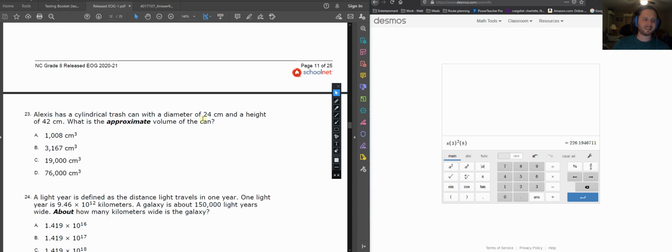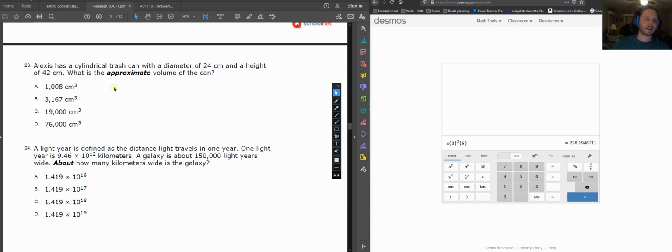For number 23, we have apparently another cylinder. Lucky us, we get to use the same formula. So let's see, we have a diameter again. We'll cut that in half to get our radius. We have our height, which is 42 centimeters. Perfect. So volume will equal pi times the radius squared times the height, which is 42.